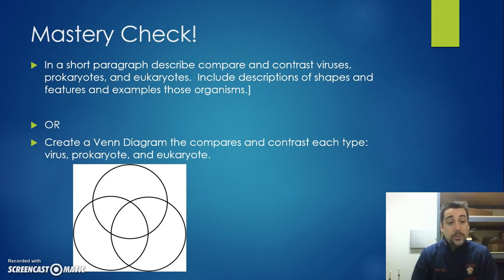Or another way to do this, since we're comparing and contrasting, is making a 3-circle Venn diagram. So you could have in each big circle virus, prokaryote, eukaryote. What do prokaryotes and eukaryotes have the same? Is there anything the same between a virus and prokaryotes, or a virus and a eukaryote? What do they all have in common? If you can complete and put something in each one of those segments, you know that you have some mastery here.